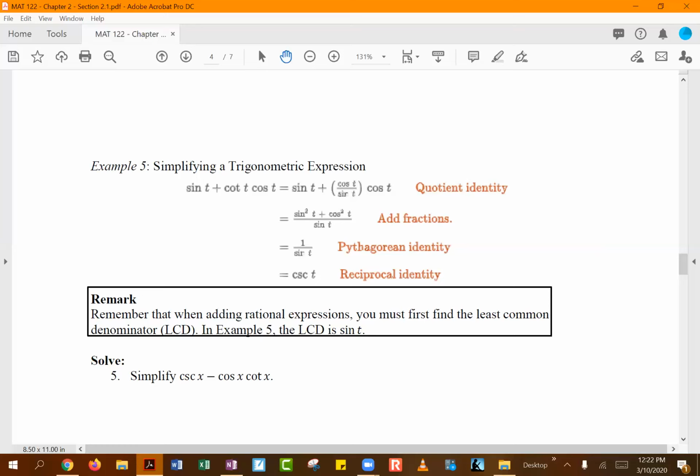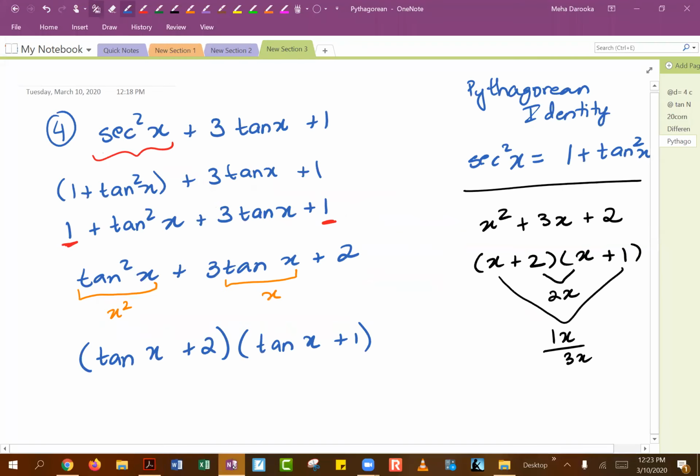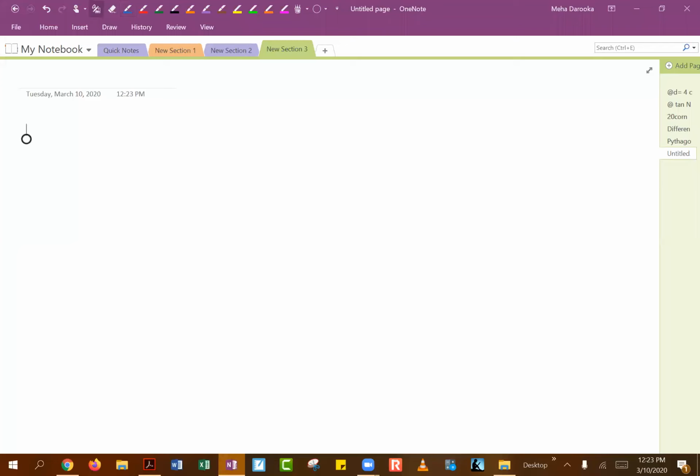So we will be doing pretty much a similar sort of example here with number 5. We are given cosecant of x minus cosine square of x multiplied with cotangent x. So where would you start with this guy?